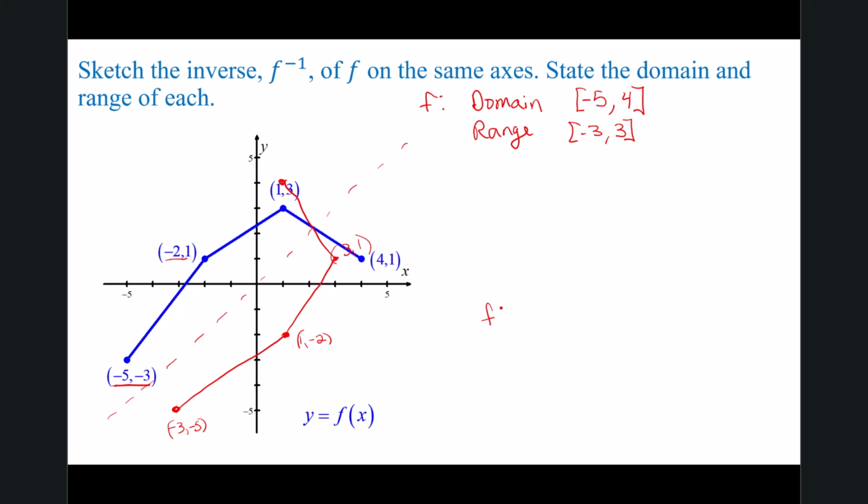Let's find the domain and range of the inverse of f. The domain of the red part of the graph that we just drew goes from -3 to 3. The very left point has an x value of -3. The very right point has an x value of 3. And the range, the very bottom point is -5, and it goes all the way up to this point right here, which was 1, 4. So that y value is 4. So the domain and range are switched. The domain of f is the same as the range of f inverse, and the range of f is the same as the domain of f inverse.